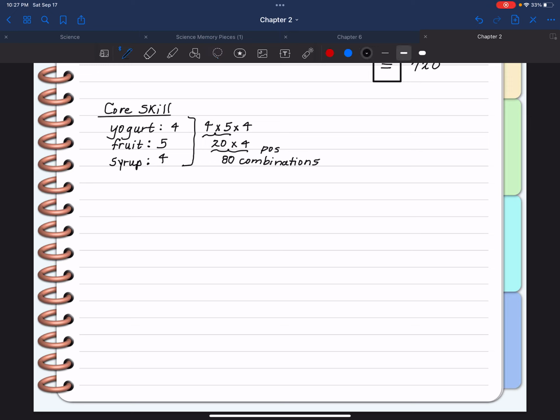Now, can you imagine drawing the tree diagram for that one? Where in the first column we would list all the yogurt choices. And then you would have to list all the yogurt with the fruits. And then the yogurt and the fruit with the syrup. That tree would be enormous. So this is just a much shorter way of doing that.